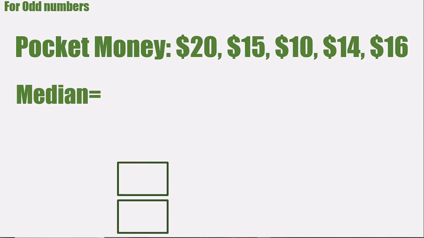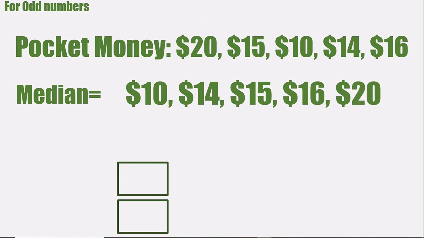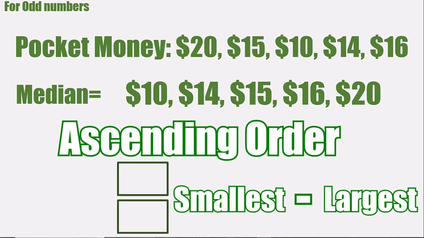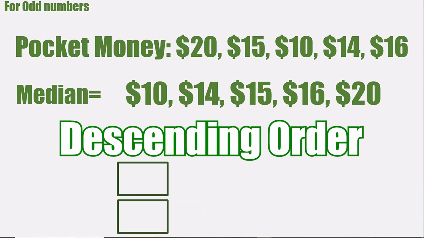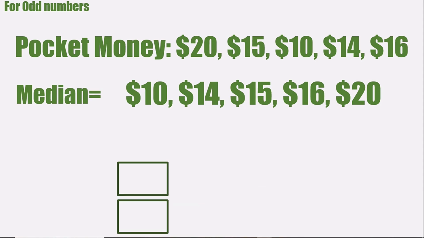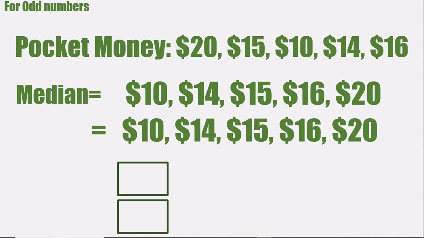For us to calculate the median, we need to first rearrange the dataset in either ascending order or descending order. Ascending order is rearranging it from smallest to biggest, and descending order is rearranging it from biggest to smallest, or from largest to smallest. After rearranging, you pick the value which is in the middle, and that value is your median.